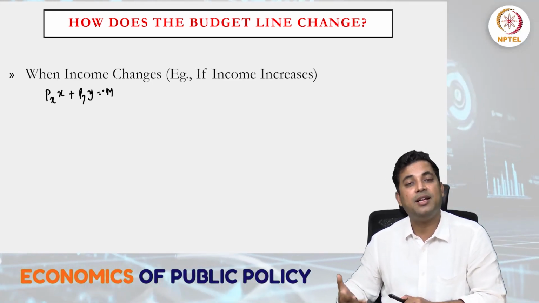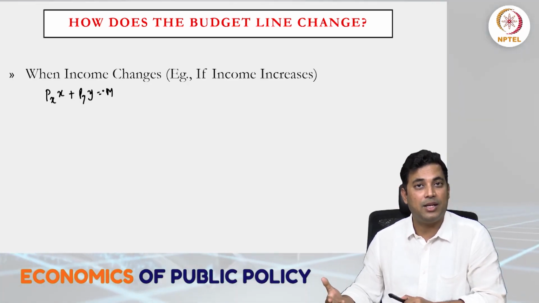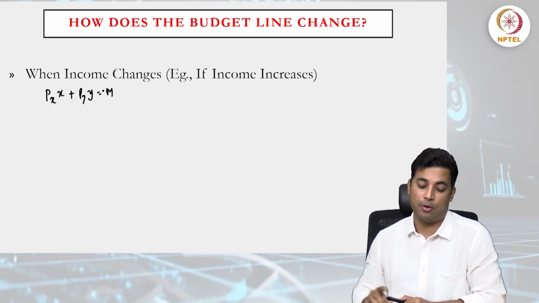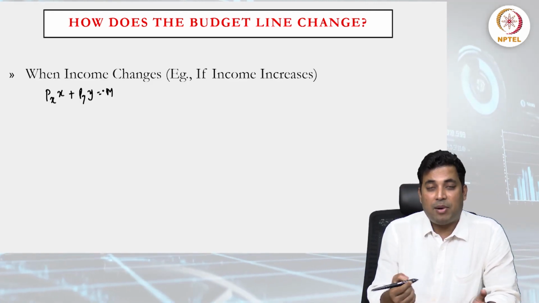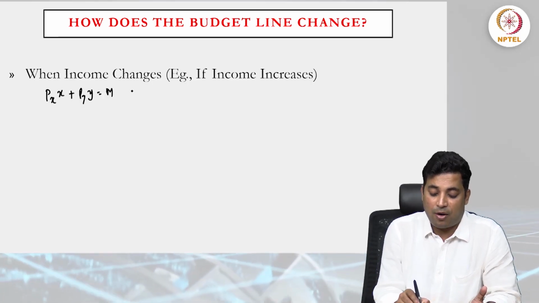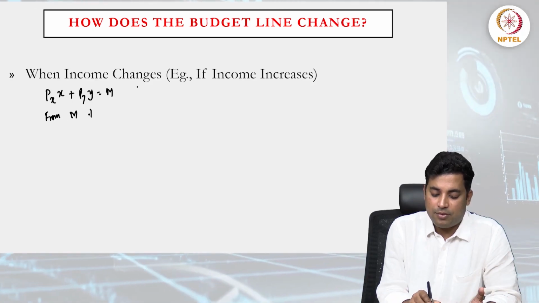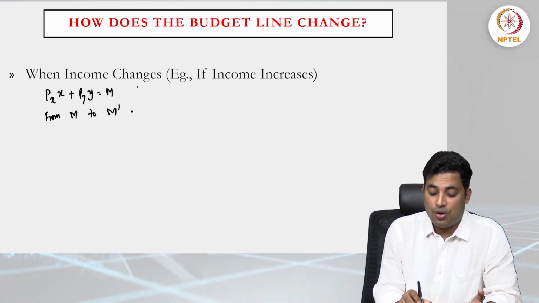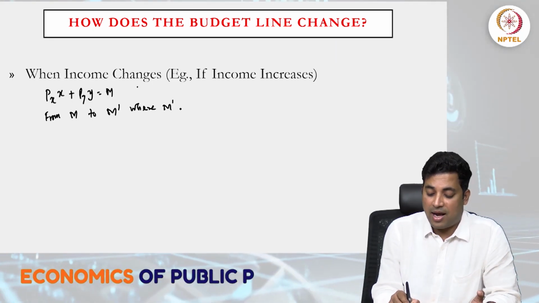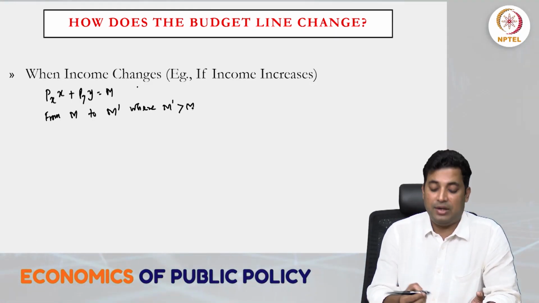So therefore if income increases, definitely budget also will be increased for x and y if x and y both are normal goods. So suppose budget line increases with the increase of income, say from m to m dash, where m dash is higher than m. So how will the budget line look?